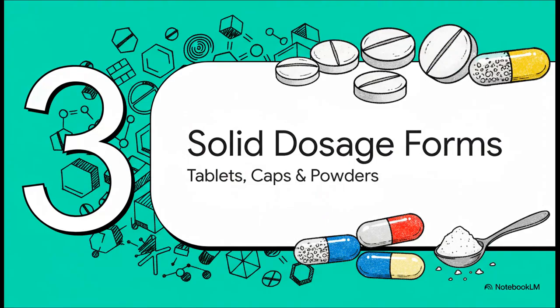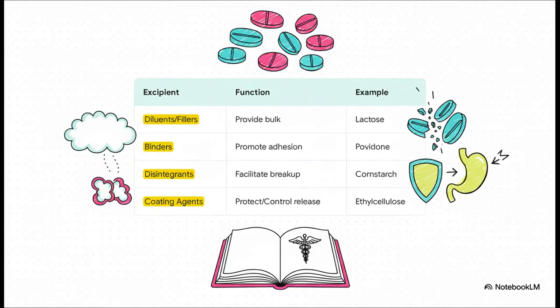Now let's take all those principles and apply them to the dosage forms you'll see a million times a day. The solids. We're talking tablets, capsules, and powders. Think of excipients as the supporting cast in a movie. The main drug is the star, but it can't do its job without these guys. Diluents give it bulk, binders hold it together like glue, and disintegrants help it break apart when it's supposed to.